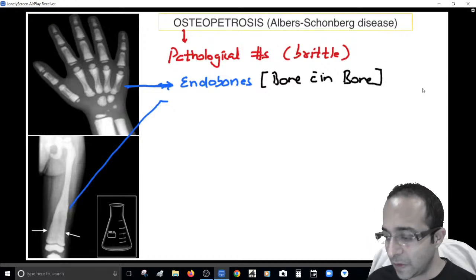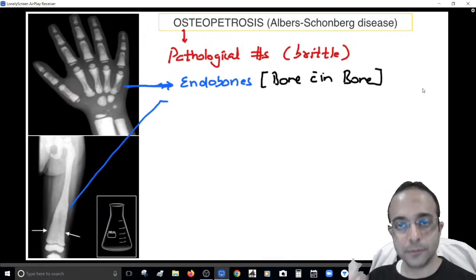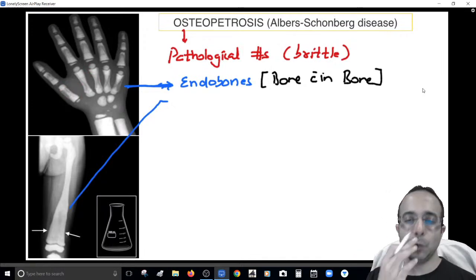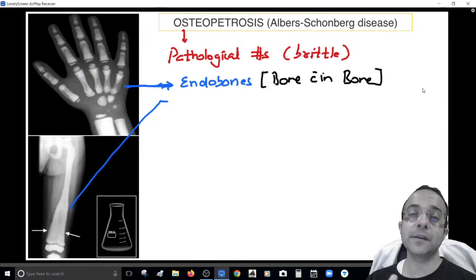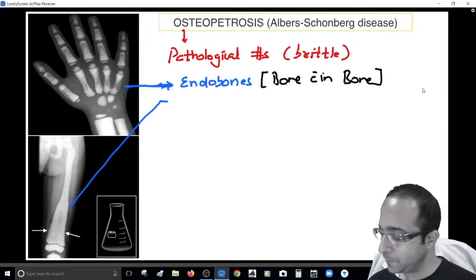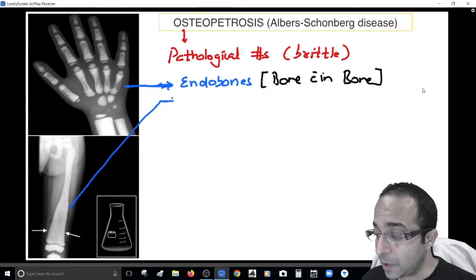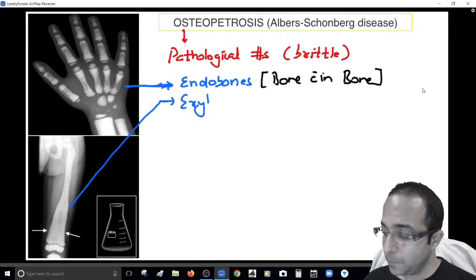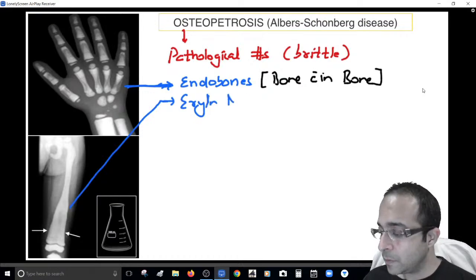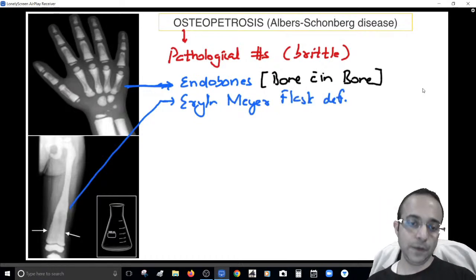So you can pick it up very nicely. There's a bone, and within this bone there is a bone. So this bone-within-bone appearance is how, classically, a radiologist will pick this up. And another very classical way by which you can pick it up is the Erlenmeyer flask deformity that you may have in the distal femur.